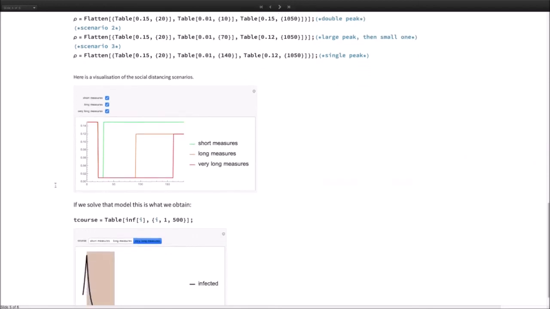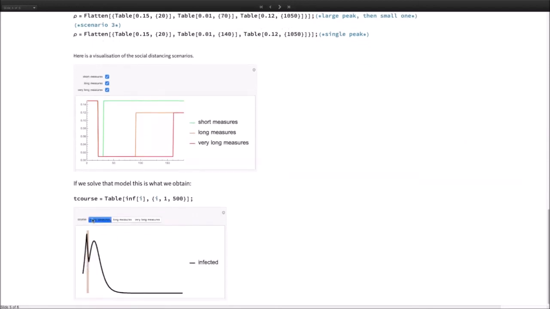Now we can put this into our model, and what we'll see is if we have short measures, short social distancing, we have a peak and then a large second peak. Longer measures and a very broad but not very high second peak. And very long measures, no secondary peak at all. So these kind of models can inform us how to deal with social distancing and how to manage a disease like this. And that's basically all I wanted to tell you today.